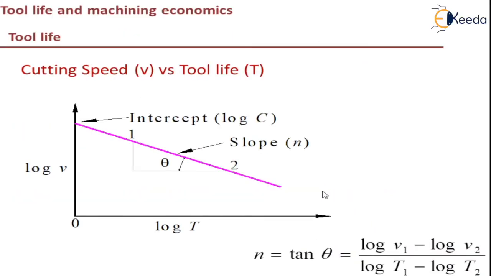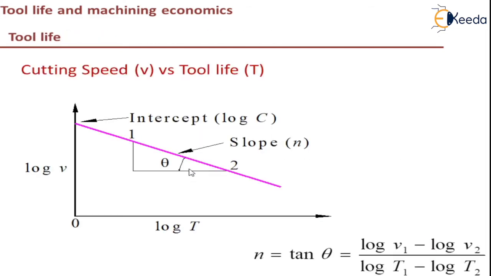As we have discussed earlier, Taylor's tool life equation is V t to the power of n is equal to c. As you can see, if we plot log of velocity against log of tool life, if you decrease the cutting speed, the tool life is increasing. This is a logarithmic scale because you need to plot large values. That is why you are using a logarithmic scale.